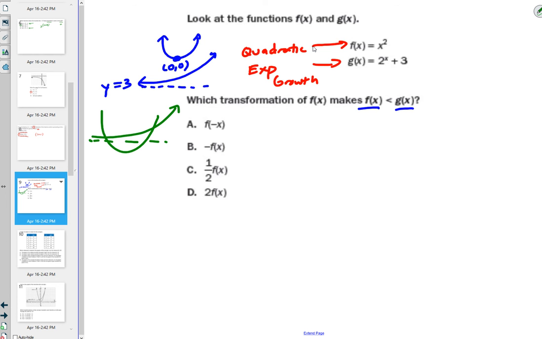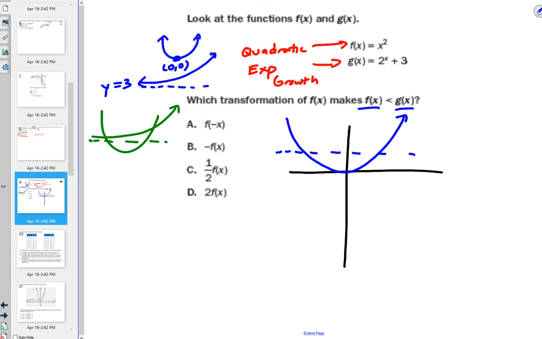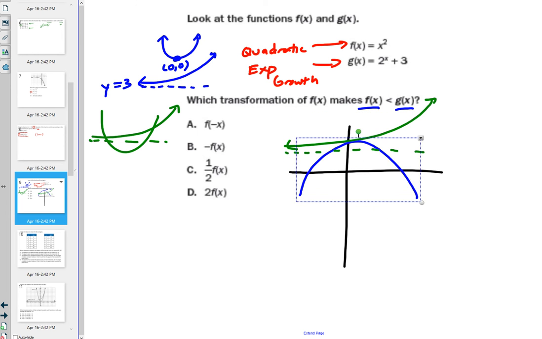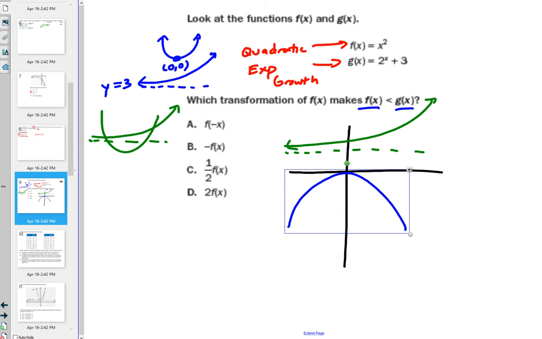Oh, I flip it. Because let me draw the graph for you. My parabola is doing this right now, and the exponential is doing that. If I could get this thing and flip it, the vertex is still going to be at 0, 0. But now since it's going down, it's going to be entirely below the exponential. Which one of these has the parabola being flipped on the x-axis? Which one of these transformations means an x-axis reflection? Where you put the negative out in front, huh? B, very good.